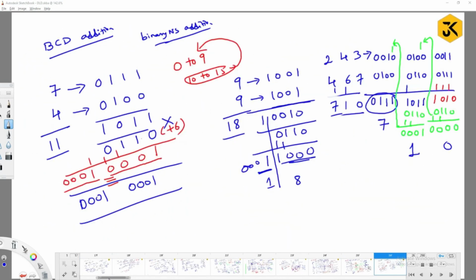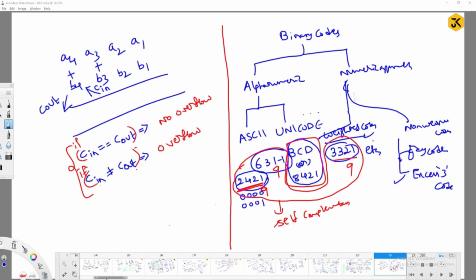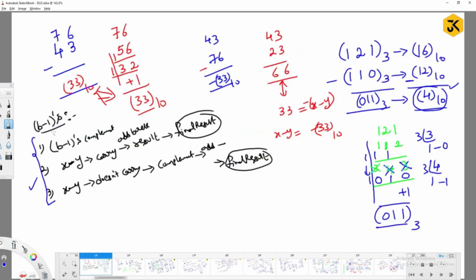Right, so observe. When you are performing the (b minus 1)'s complement, you take the (b minus 1)'s complement of the subtrahend, and if the carry is generated, add it back to the result. That will be the final result. If there is no carry, you have to take the complement and add a minus sign.